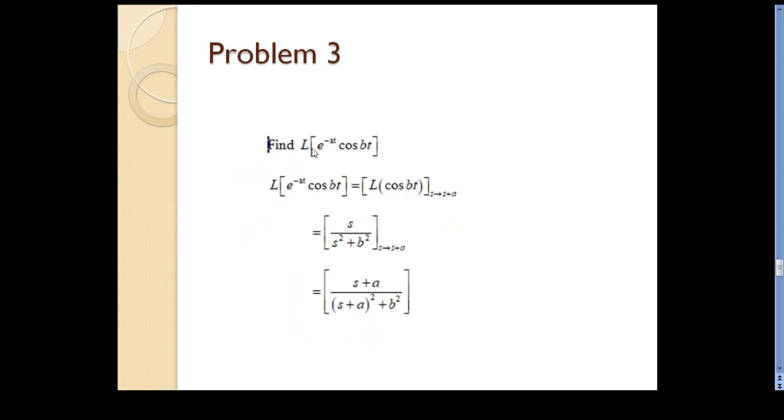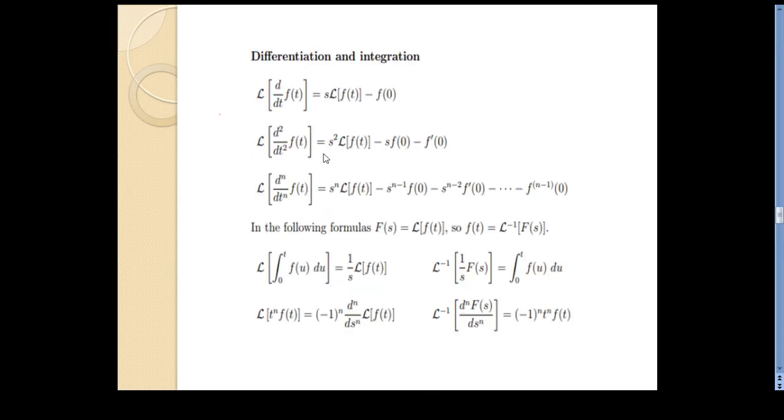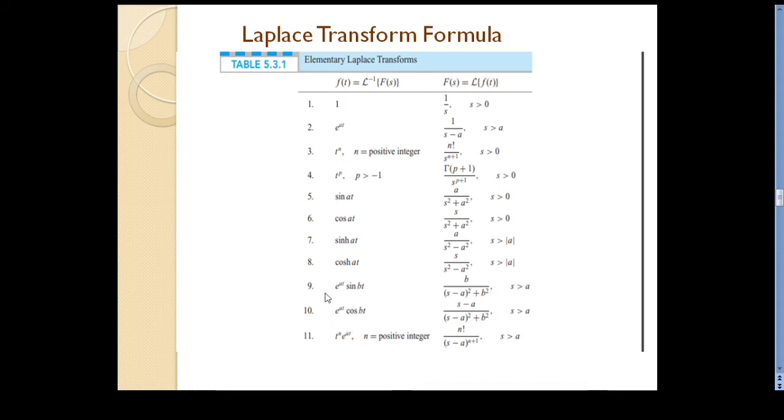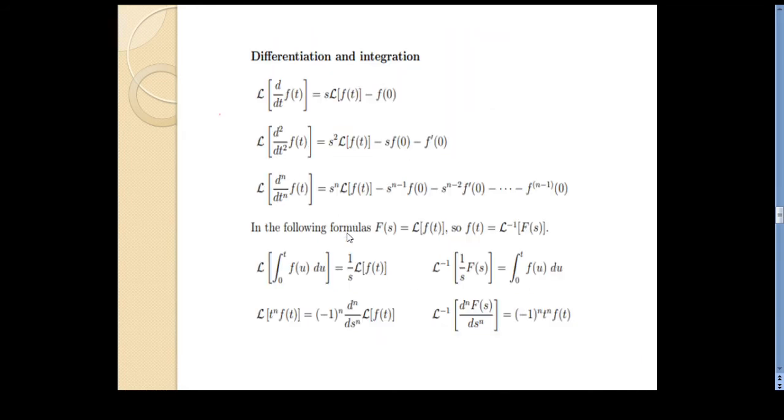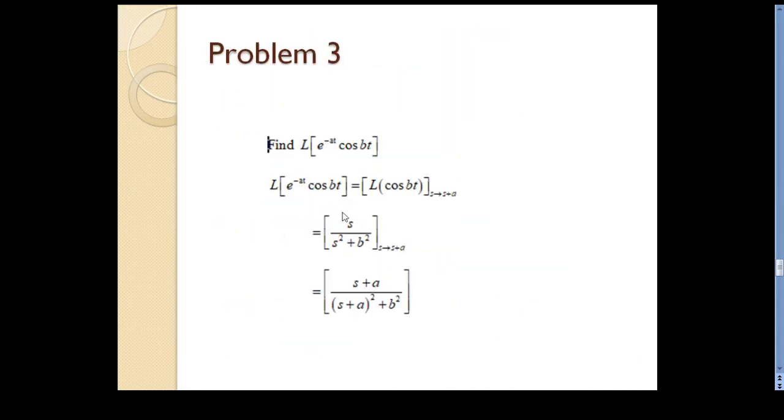Problem 3. Find L of e power minus at cos bt. Here we have a direct formula in the formulas. L of e power at cos bt formula is s minus a divided by s minus a whole square plus b square. Suppose here you are having e power minus at into cos bt, the formula will become s plus a divided by s plus a whole square plus b square.